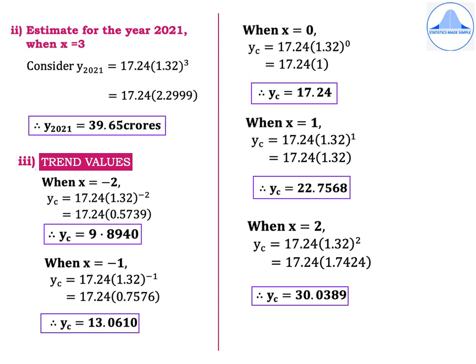In a similar way, when we substitute x equal to 0, we get the trend value as 17.24. When x is 1, we get the trend value as 22.7568, and when x is equal to 2, we get the trend value as 30.0389.